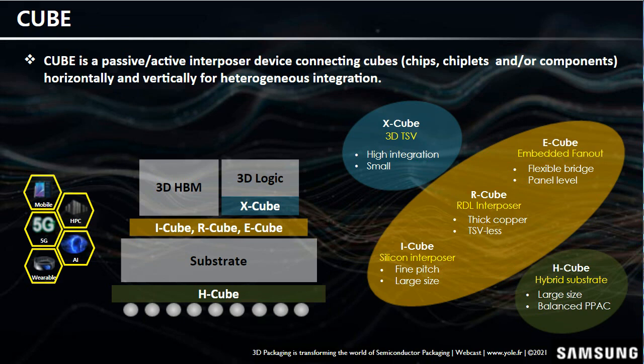And the last one is H cube. H cube is more for making very, very large package sizes. And this H cube will provide a very good balanced power, performance, area, and cost benefit. Okay, so now let's talk about X cube.